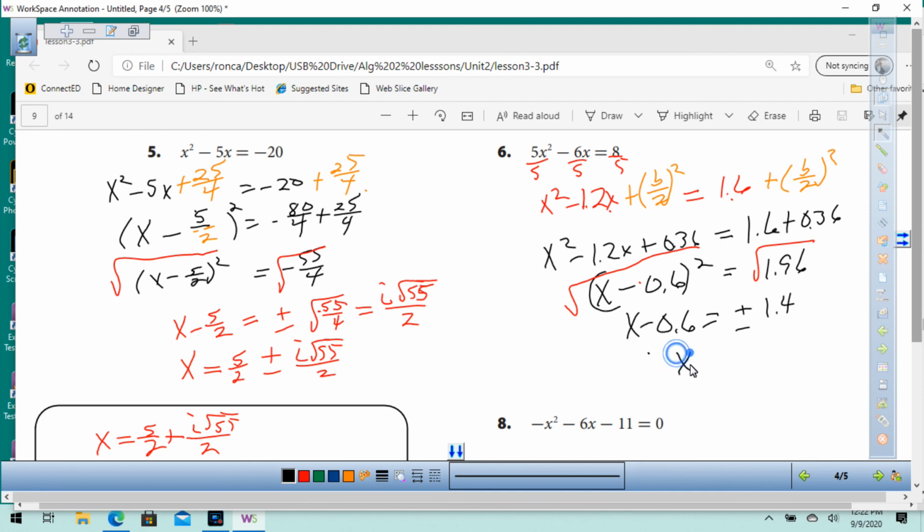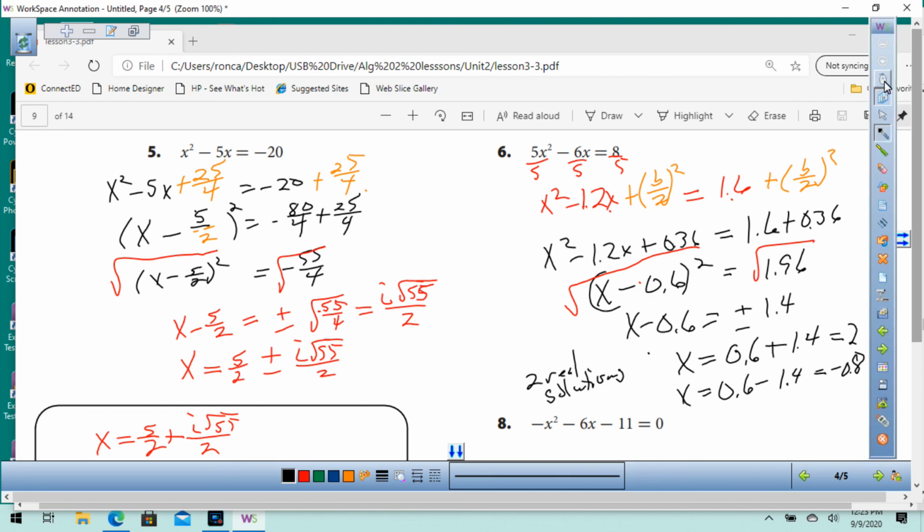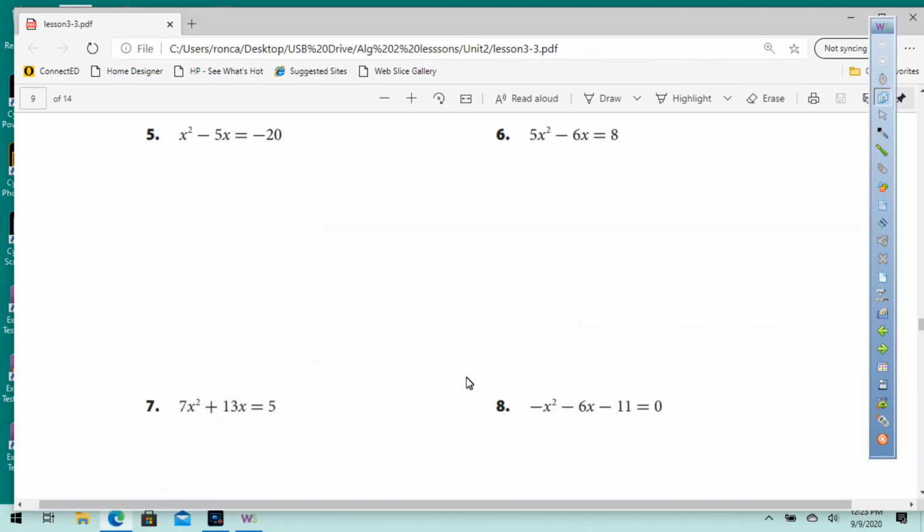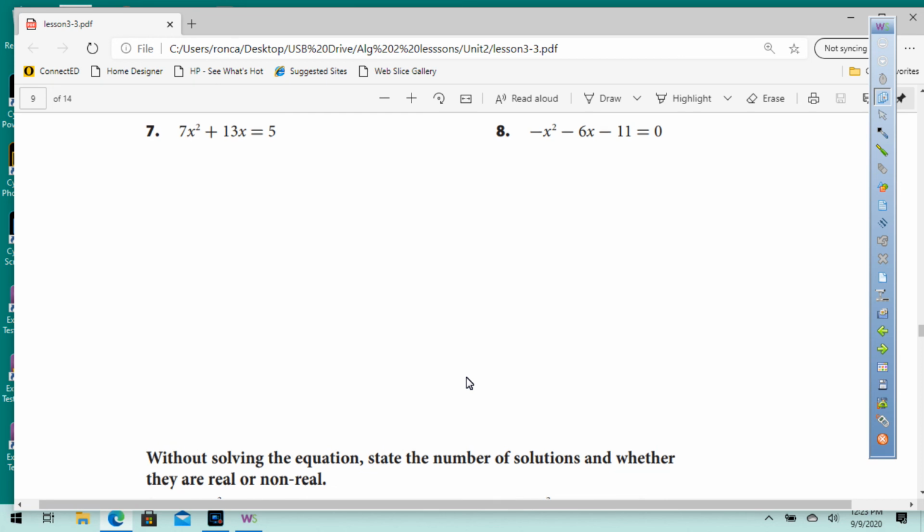Add 0.6 and you got x equals 0.6 plus 1.4, which is 2, and x equals 0.6 minus 1.4, which is negative 0.8. So we have two real solutions. This has two real solutions. All right. And let's try number 7.